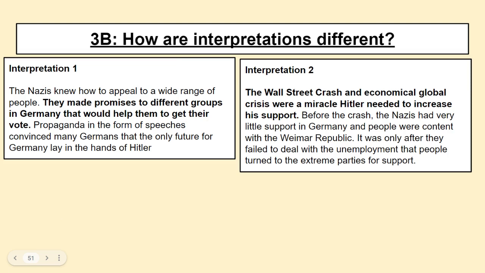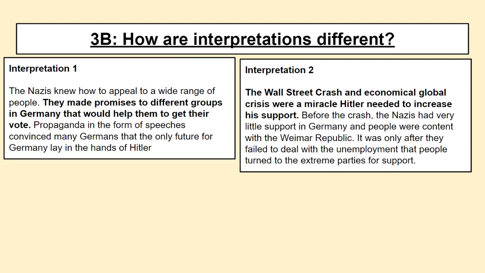Interpretation 1 says this. The Nazis knew how to appeal to a wide range of people. They made promises to different groups in Germany that would help them get their votes. Propaganda in the form of speeches convinced many Germans that the only future for Germany lay in the hands of Hitler. Whereas interpretation 2 says, the Wall Street crash and economical global crisis were a miracle Hitler needed to increase his support. Before the crash, the Nazis had very little support in Germany, and people were content with the Weimar Republic. It was only after they failed to deal with the unemployment that people turned to the extreme parties for support.